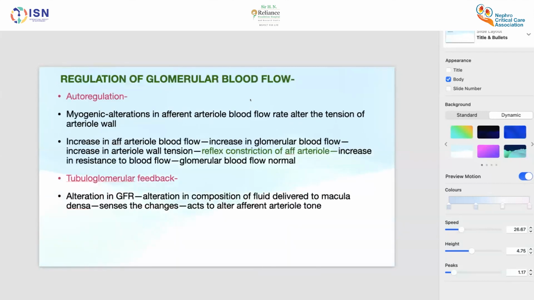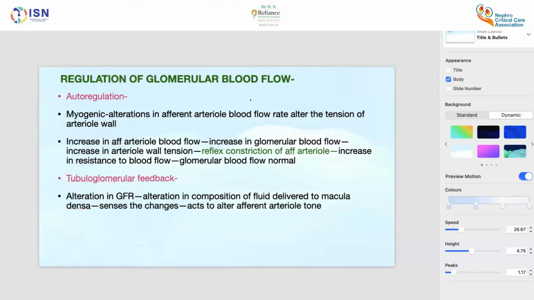The regulation of glomerular blood flow has two mechanisms: autoregulation and tubuloglomerular feedback. Autoregulation is explained by the myogenic theory, in which alteration in the afferent arteriolar blood flow alters the tension in the arterial wall. An increase in afferent arteriolar blood flow increases glomerular blood flow, which increases arterial wall tension, which causes reflex constriction of the afferent arteriole and an increase in the resistance to blood flow, which causes glomerular blood flow to come back to normal.